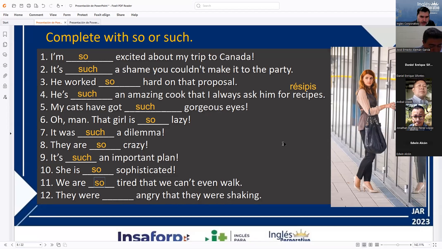And number 11, we are so tired that we can't even walk. We can't even stand, right? Now, 12, they were so angry. They were so angry that they were shaking. Excellent. Now this is the exercise.